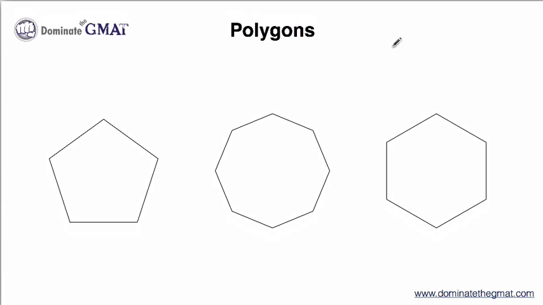This is Brett Etheridge with Dominate the GMAT, and I'd like to teach you a really cool shortcut, a trick that's going to enable you to find the sum of the interior angles of a polygon much more quickly than you may currently know how to do. And it's one of these little tricks that's not only going to save you time on the GMAT, it's something you're going to remember forever, whether that's useful or not.